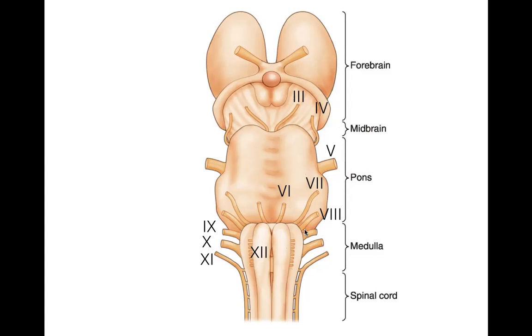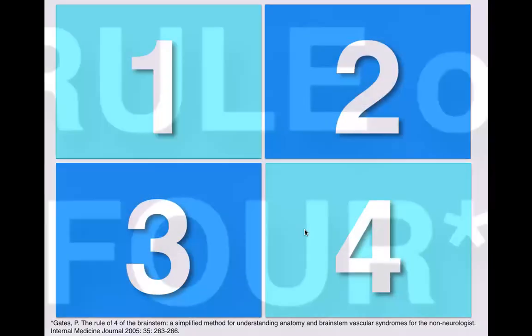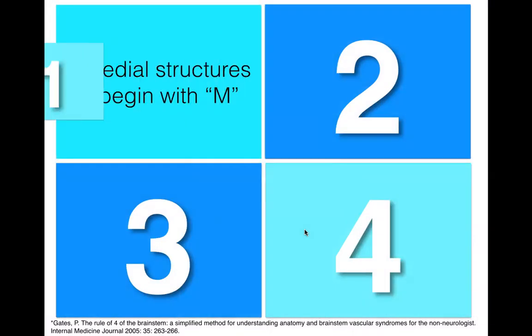So as we go through our neuroanatomy later on, I will teach you a secret in remembering the function as well as the location of the different cranial nerves so that it would be easy for you to remember them. This is what is referred to as the rule of 4. What is this rule of 4? Well, there are 4 things that you need to remember about the brainstem so that it would make your life easier. On the brainstem, there are 4 medial structures and they all begin with the letter M.